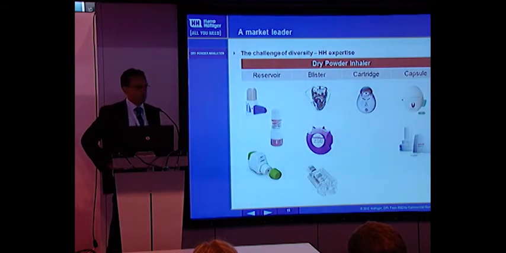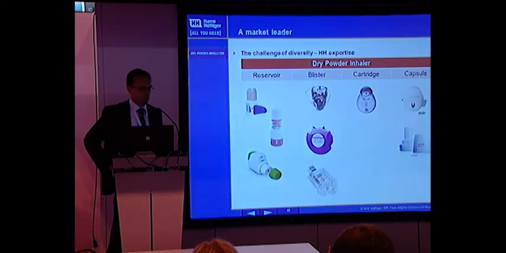So, and even to make it a little bit easier to understand the diversity, you can differentiate dry powder inhaler between reservoir inhaler, blister-based inhaler, cartridge inhaler, or capsule-based inhaler. And products shown here, certainly products where Harro Höfliger has been involved with the manufacturing equipment which is required to safely manufacture those products.